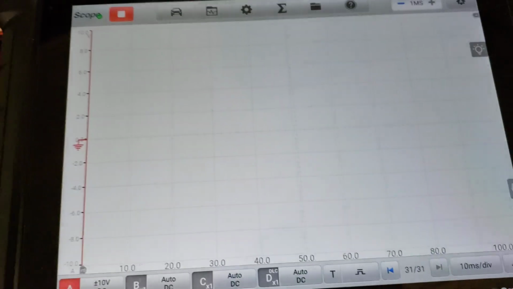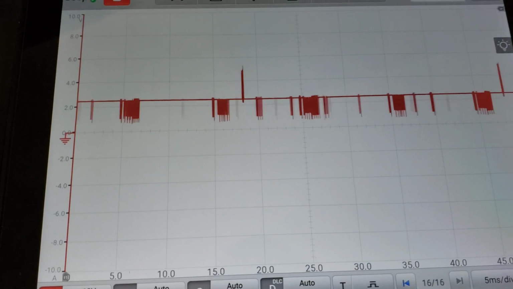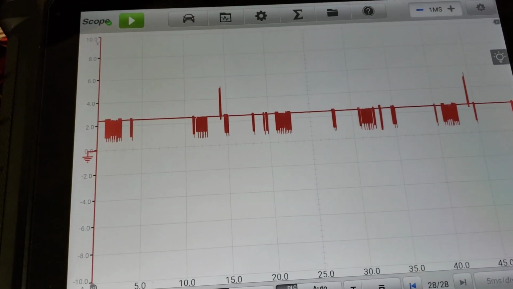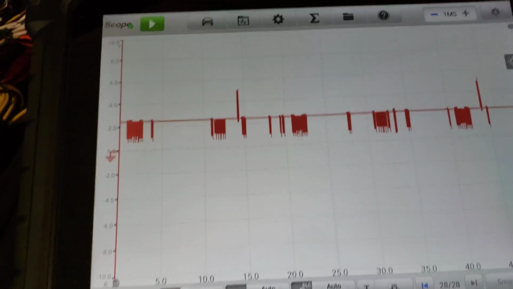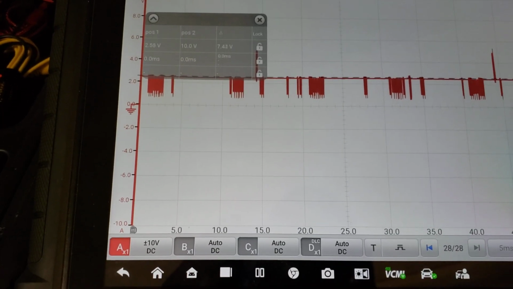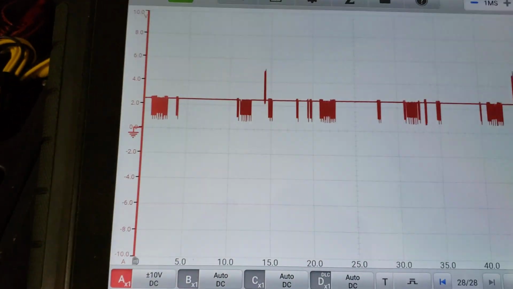Slow this thing down. And we'll go like this. We can just look at it. We can put a cursor in. But anyways, I'll pause it. Or a trigger, I mean, not a cursor. But 2.5 bias volts. Right there. So our bias voltage is good.